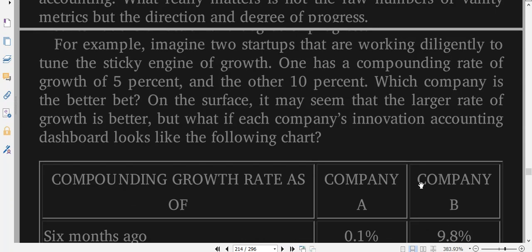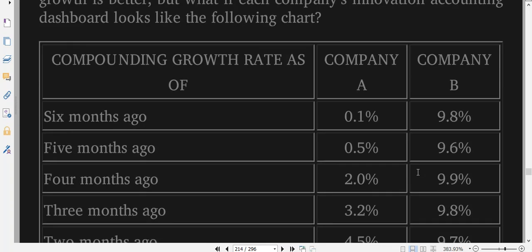For example, imagine two startups that are working diligently to tune the sticky engine of growth. One has a compounding rate of growth of 5% and the other 10%. Which company is the better bet? On the surface, it may seem that the larger rate of growth is better, but what if each company's innovation accounting dashboard looked like the following chart? Compounding growth rate, company A, company B.